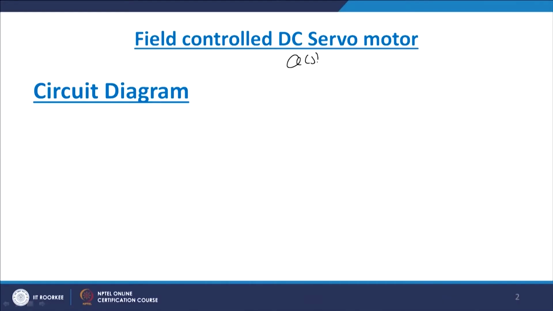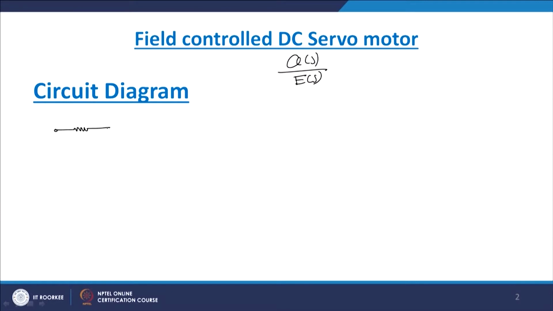Therefore, our main purpose here is to develop the model of a servo motor when the armature current is constant. That means, when the armature current is constant, what is theta s by E of s? That needs to be determined. So, first of all we draw a circuit diagram of a field controlled DC servo motor.